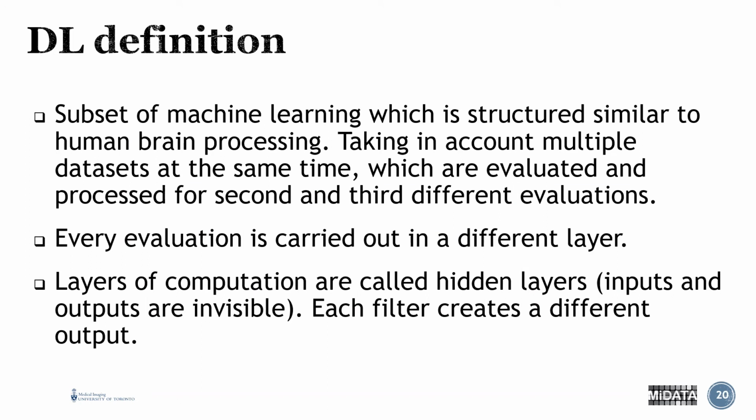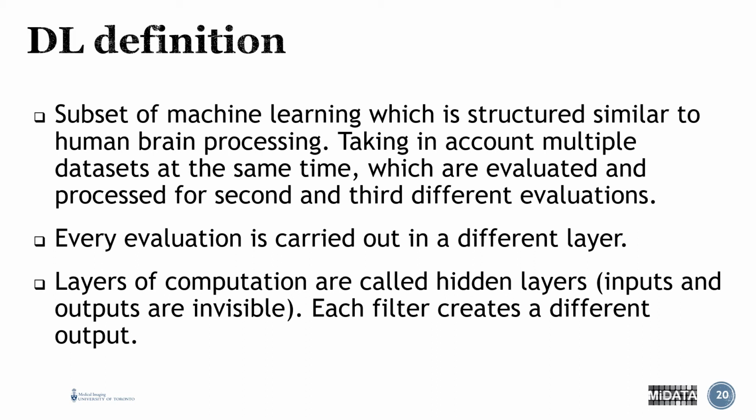So deep learning is a subset of machine learning, which is structured similar to human brain processing, which once again we discussed in the first lecture. Now, it takes into account multiple data sets at the same time, which are evaluated and processed for second and third different evaluations. So this is where it gets complex, and where this complexity can lead to better accuracy for your problem.